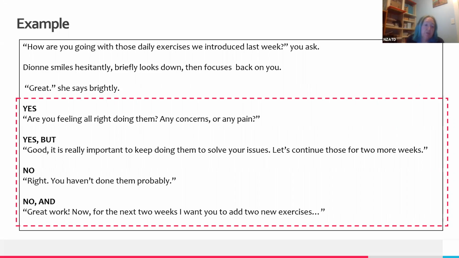Then you've got the no, where you kind of put your foot in it, right? You haven't done them, probably. It's the not correct answer in many of our scenarios. You say something rude or whatever. But a "no, and" is much better, because you say, no, so you say great work. Now for the next 2 weeks, I want you to add 2 new exercises. So that's a bad answer and you've made it worse, because you've given them even more exercises without probing further into the current ones. So you're making the issue worse, because she's going to have more on her plate and she's probably definitely not going to do them. And if she had any concerns about the previous ones, you're just making that happen.